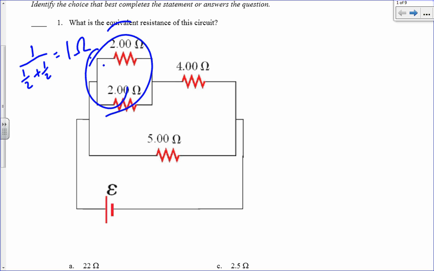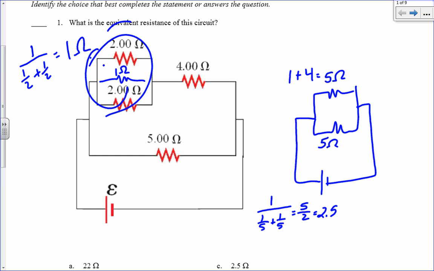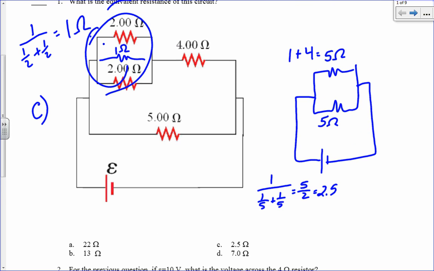And so I can replace these two with a 1 ohm resistor, and then I'm left with a 1 and a 4 ohm, and that's going to be a 5 ohm resistor. That's 1 plus 4 equals 5, and that's in parallel with a 5 ohm resistor. So I have 1/5 plus 1/5. It's 1 over 2/5, which is 5 over 2. That's 2.5, so the right answer is C for number 1.